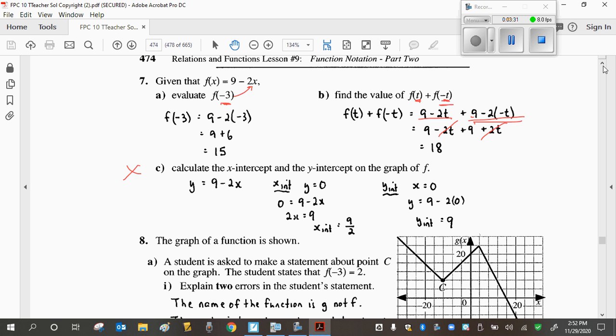Now this one's a new one, and remember what f of x means. Okay, they give you this right here. That means y. F of x means y. So that's how you do your xy intercept, just like we did many times on the xy intercept section, except for now, instead of having y, you have f of x. So it's the exact same thing, except you have to recognize that that equals y, and then for x-intercept, you make y equals 0, and for y-intercept, you make x equals 0.